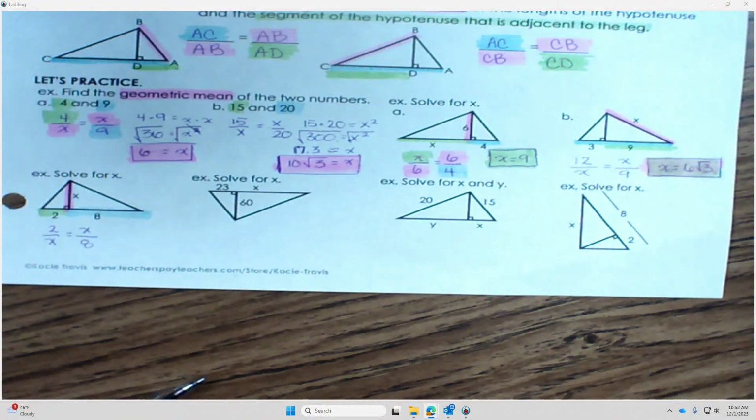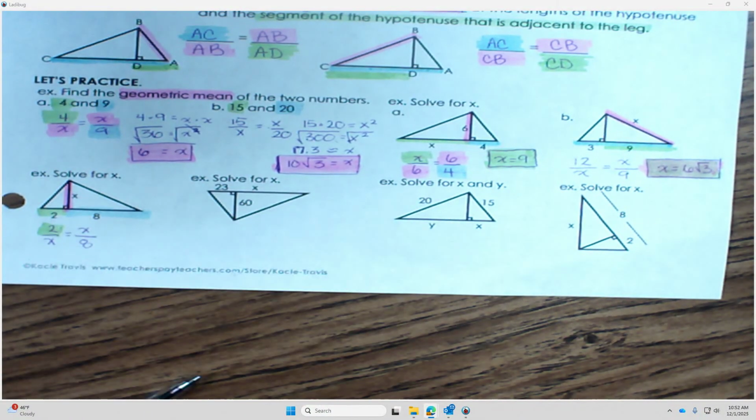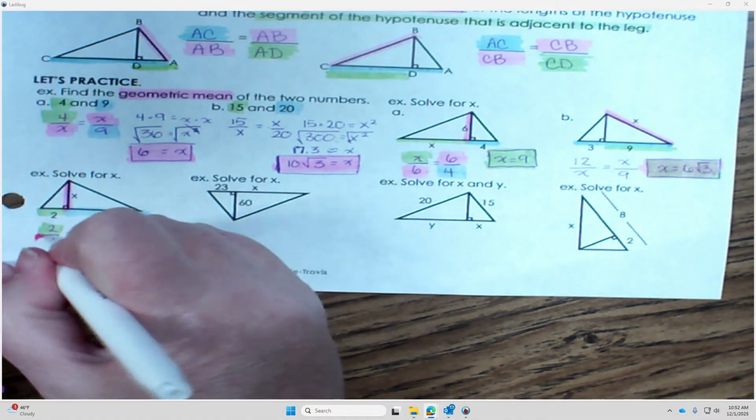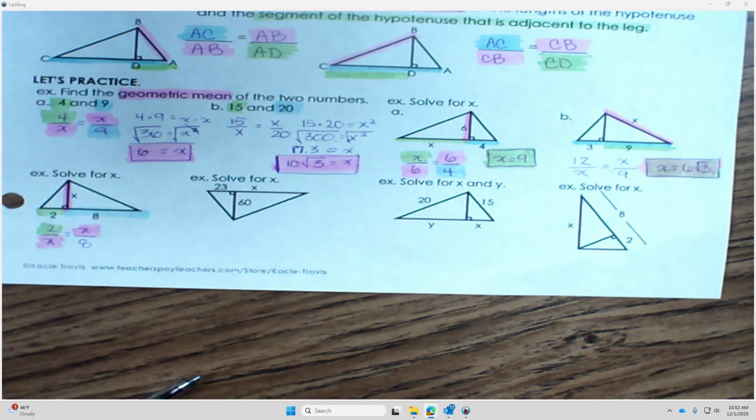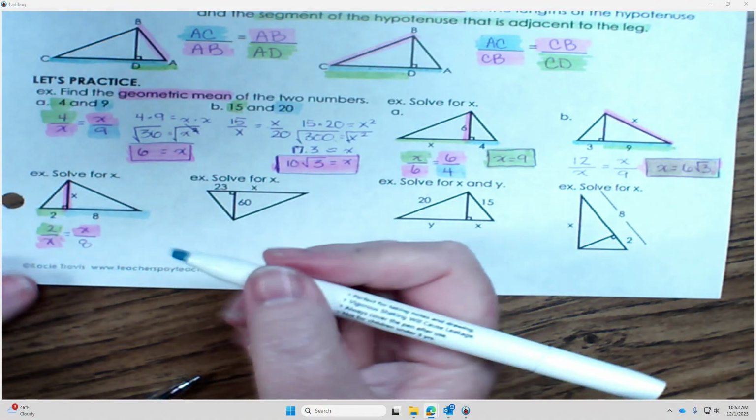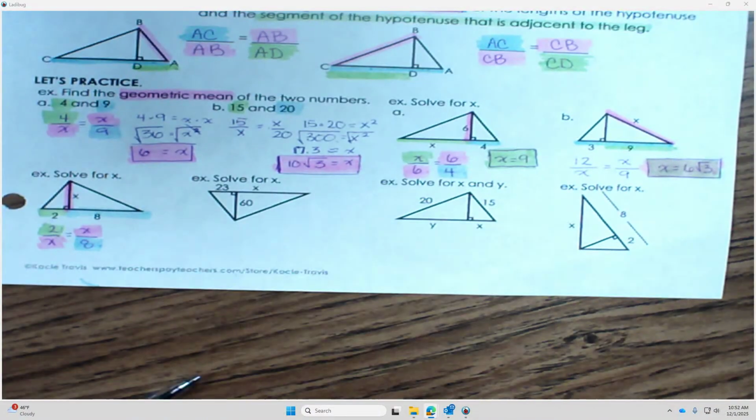Same thing again. I've got my green divided by my pink equal to my pink. Oops, I switched up my colors this time. Sorry, guys. Divided by my blue. No, I didn't. Alright, so I'm going to go ahead and solve that on the back.